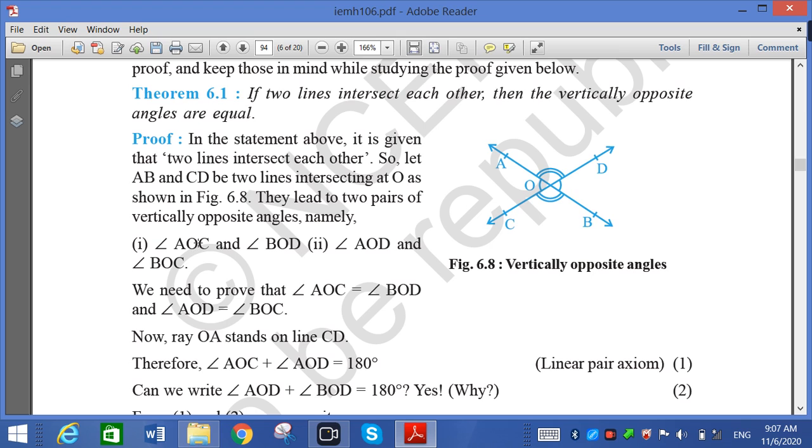We have to prove that they are equal. What do I have to prove? We need to prove that angle AOC is equal to BOD, or angle AOD is equal to BOC.